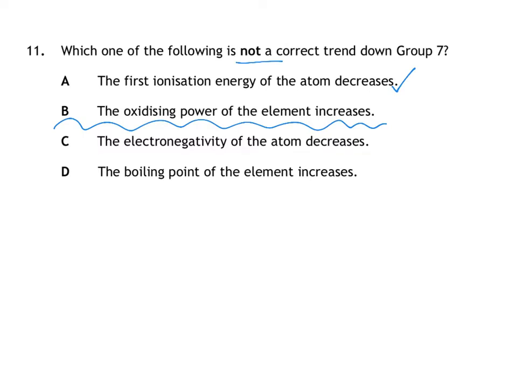Electronegativity of the atom decreases. This is also true for the same reason. First ionization energy and electronegativity follow exactly the same trends because they're both a measure of an atom's ability to attract electrons. Boiling point of the element increases, yes, more electrons, more shells, more instantaneous induced dipoles, so higher boiling point.